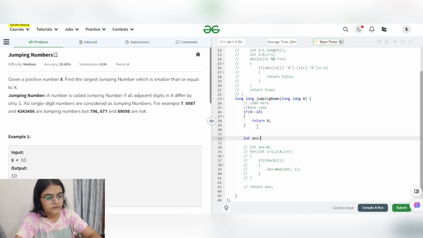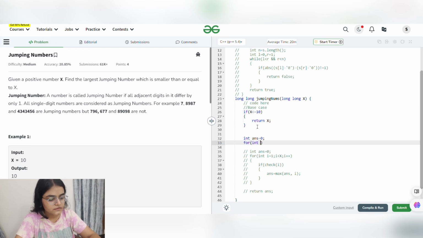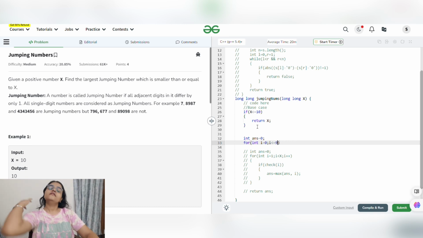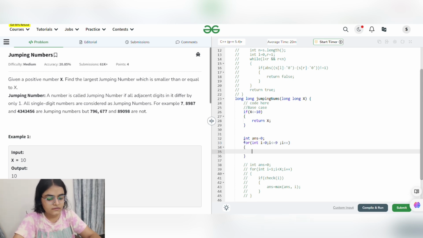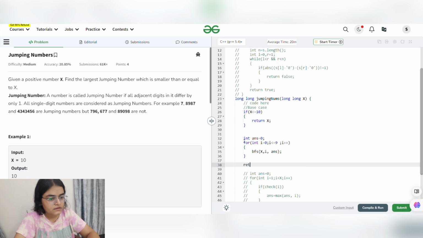So let's start. We'll be creating trees for all the single digits, right? So we'll only be taking single digits. BFS for x, comma, i, comma, answer, and here we'll return our answer. Now let's make our BFS function.